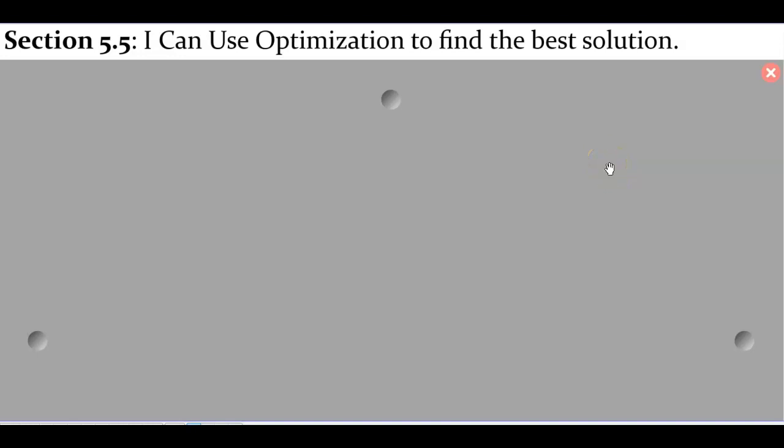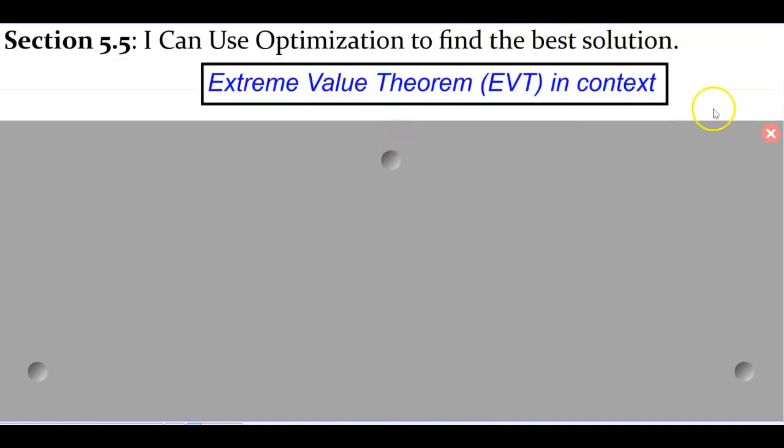Good morning, everyone. Today we're going to look at our last section of this unit, section 5.5. It's called optimization. So our goal is to use optimization to find the best solution. What this really is, is the extreme value theorem in context.